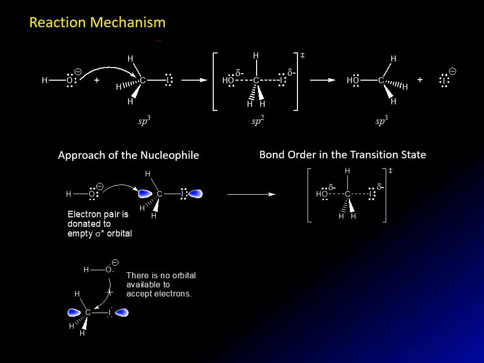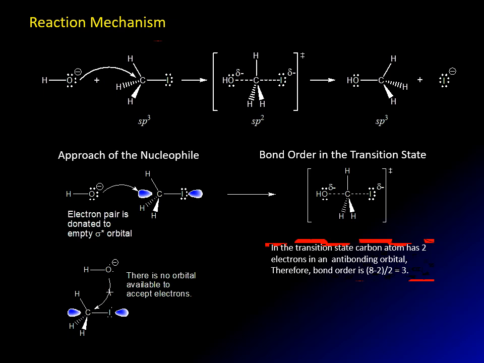Now, in the transition state, the bond order of carbon is actually 3. So effectively, carbon only makes 3 bonds. And that's because bond order equals the number of bonding electrons minus antibonding, divided by 2. And so in the transition state, the nucleophile donates a free electron pair into the antibonding orbital. So in the transition state, carbon acquires 2 antibonding electrons.